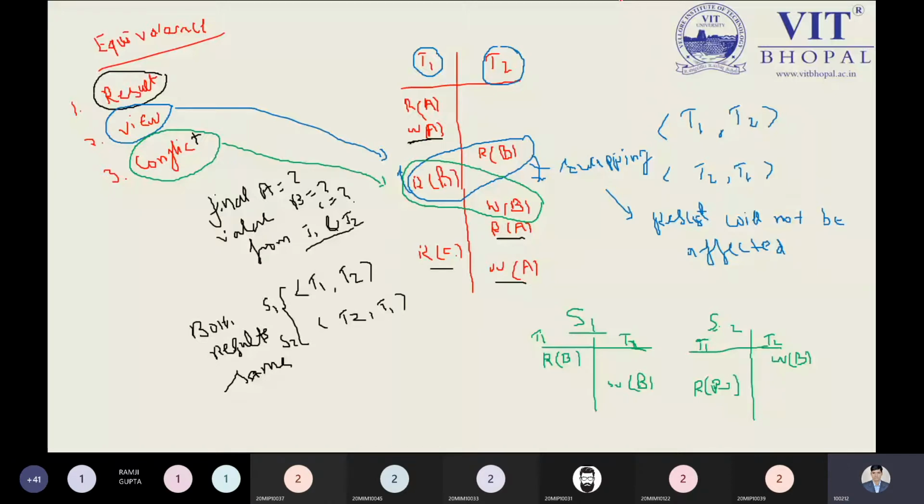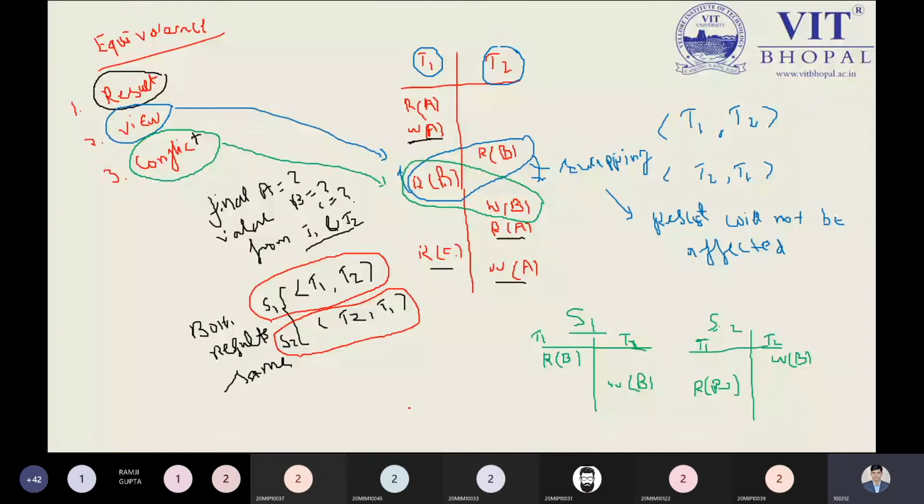So result equivalence is saying that if I have transactions T1 and T2 and I use two different schedules, one is S1 and the other one is S2, just like you can observe over here. S1 is followed by T1, T2 and the other schedule S2 is T2, T1. So first I am executing T1 and then I am executing T2.